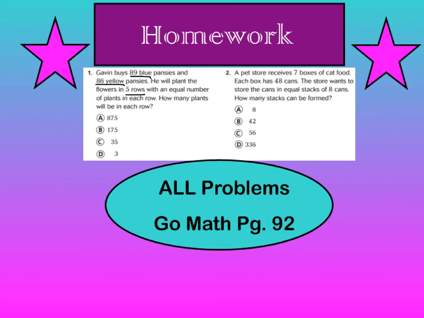The first thing that I notice is this word and. It tells me that I want to combine blue and yellow pansies to find out how many pansies in all. So I'm going to use addition. I'm going to add 89 plus 86 to find out how many pansies there are altogether. Once I find out how many pansies I have altogether, I will then want to divide by 5 to find out how many plants will be in each row. Let's go ahead now and take a look at number 2.